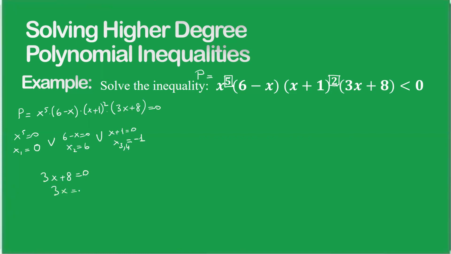Then 3x is equal to minus 8. x is equal to x5. Let's say x5 is equal to minus 8 over 3. Minus 8 over 3. Yes. Okay, now let's do the table.